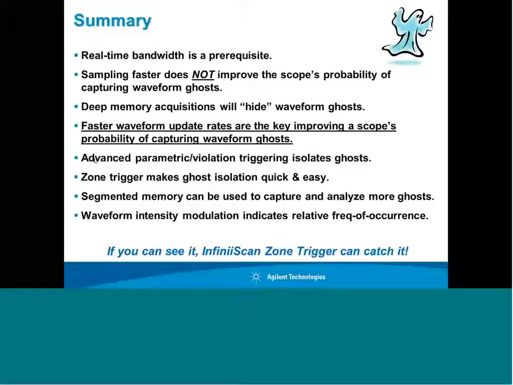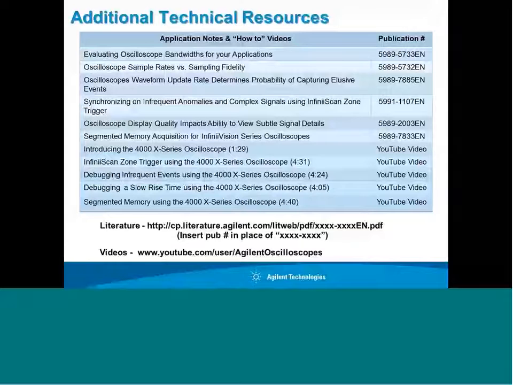And waveform intensity gives you a relative feel for how often things occur. Now, we have a lot of technical resources. If you're interested, you can download from Agilent Technologies website. Now, if you just go to agilent.com, you may have a little bit of problem finding these particular application notes, but I've listed a URL down here at the bottom, and you can just simply insert the publication number in place of wherever I've got the XXXs.